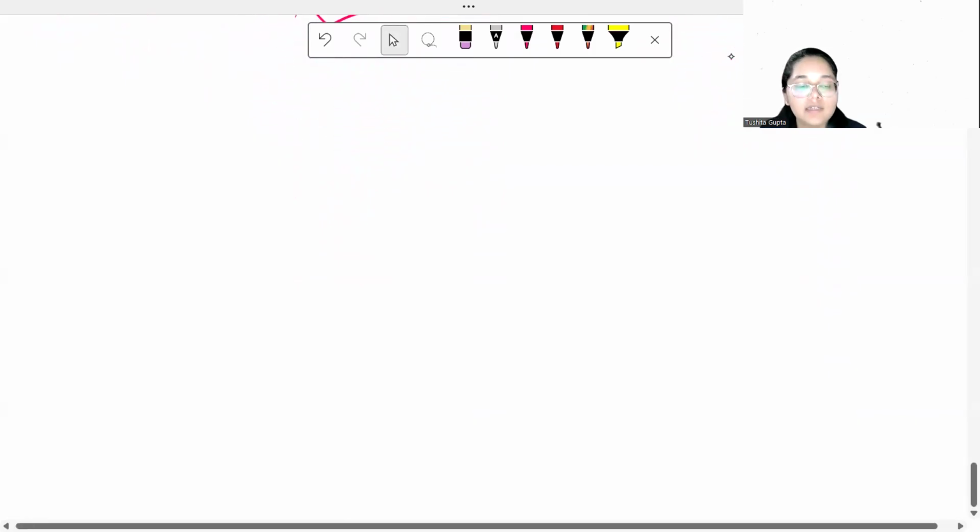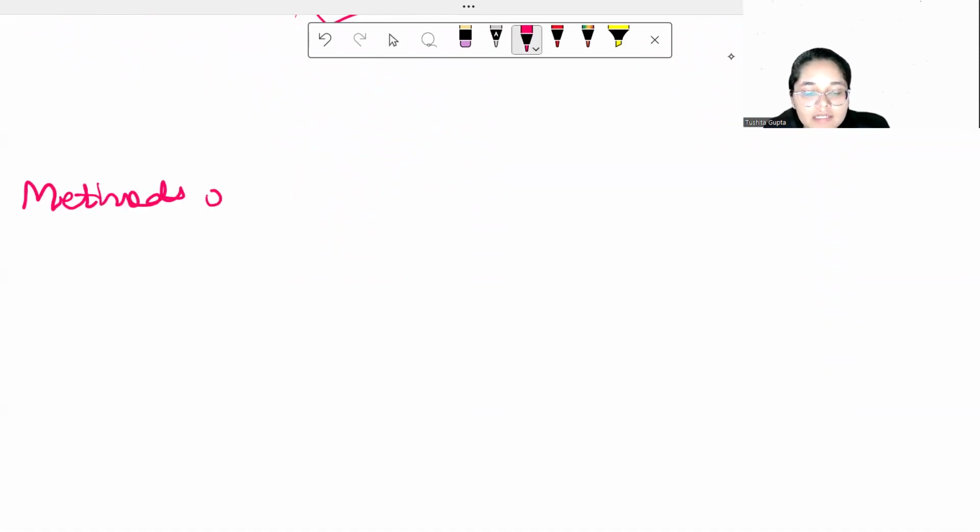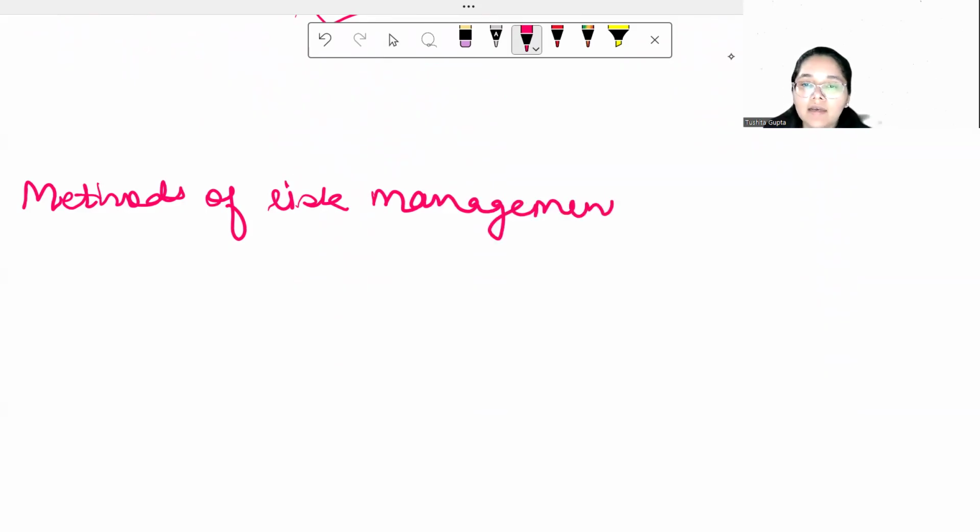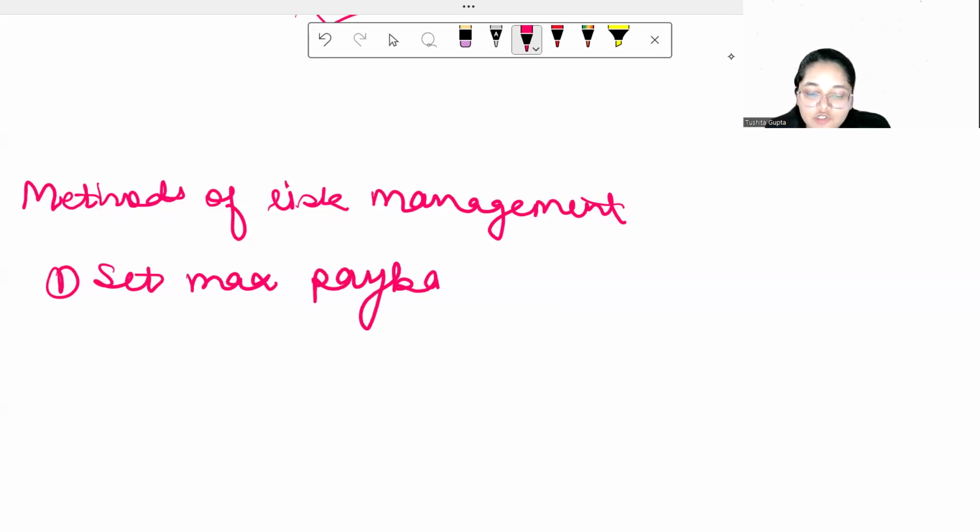Now let us move towards the last topic in this chapter, which is about the methods of risk management. How can a company manage their risk as far as investment appraisal is concerned? Number one will be to set a maximum payback period. They can have an internal decision that we will only take projects which have a payback period of, let's suppose, 2 years or less. If any project has a payback period higher than that, then we will not accept that project.